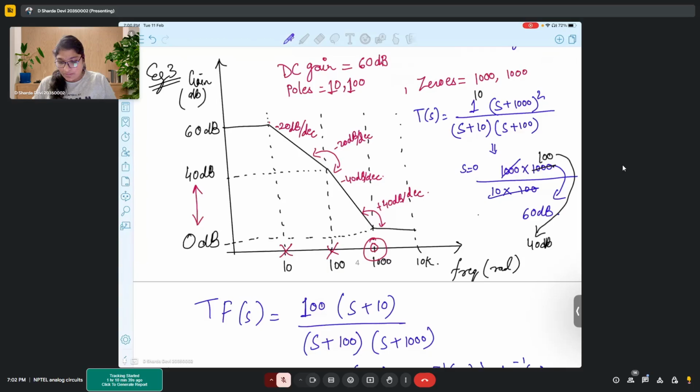When it is in the denominator, it will definitely decay the slope. Actually, in a transfer function, poles are in the denominator. Yes, so they will definitely decrease the slope by 20 dB per decade. Poles will generally decrease your slope and zeros will try to increase your slope. That is obvious.